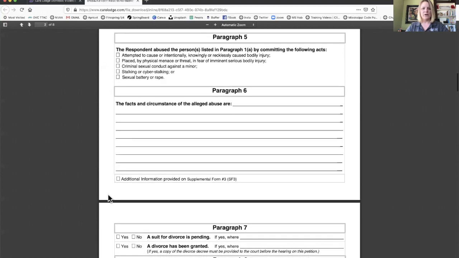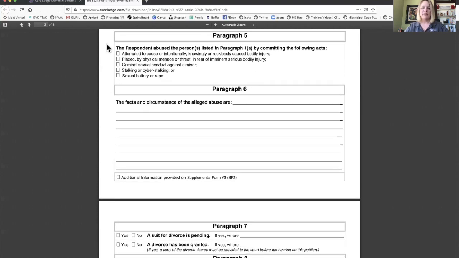Scrolling down, you'll see paragraph number 5. Select everything here that has occurred between the relationship of you and the person who you're filing against. The first selection indicates any attempt or cause of harm to you by this person. The second one indicates that they have threatened you or caused you to feel like your life was in danger. I want to pay special attention to this last one here, sexual battery or rape. This can also occur within intimate relationships such as engagement or being married.